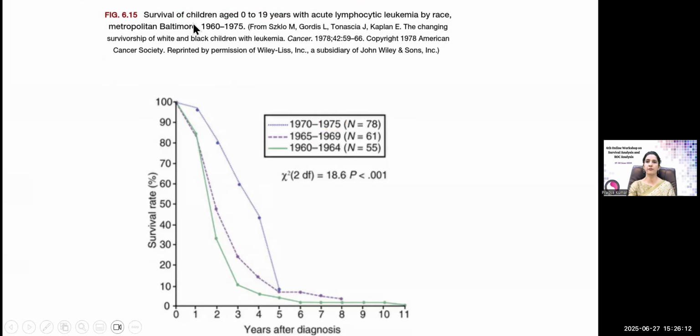If you believe that there is a secular trend, you can analyze the data at 3 different time points. They did the analysis of the data from 1960 to 1964, from 1965 to 1969, and from 1970 to 1975. They saw that the survival experience was better for the children who came in 1970 to 1975 as compared to the children who came in 1960 to 64. So if you split your analysis into different time periods, which we call stratification, this will help you understand whether there is a temporal change or not.